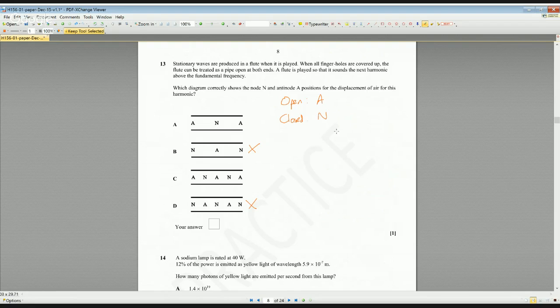So is it A or is it C? Well, the question tells us that a flute is played so that it sounds the next harmonic above the fundamental frequency. The smallest pattern that you could produce, that would give you half a wavelength, would be the pattern there in A. So that would be the fundamental with the antinode, the node, and the antinode. We're interested in the next harmonic above that. So that must be a wave that looks more like this.